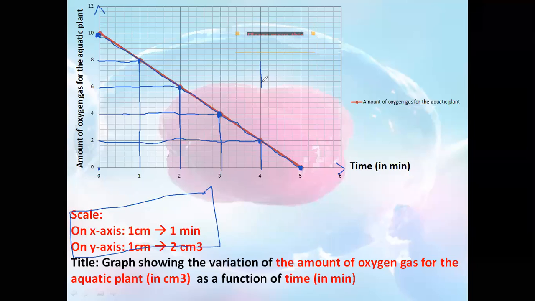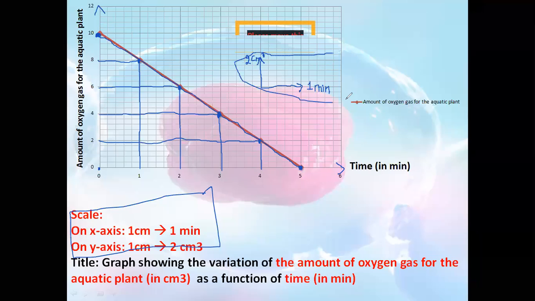You can choose the best for you. This is another way for the scale. Sure, it should be straight using a ruler. So here, every 1 centimeter represents how many minutes? Every one represents 1 minute. So I can write here 1 minute. And here on the y-axis, every 1 centimeter represents 2 centimeter cube. So I write here 2 centimeter cube.